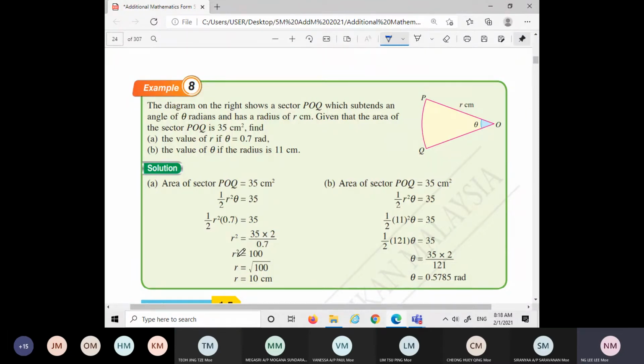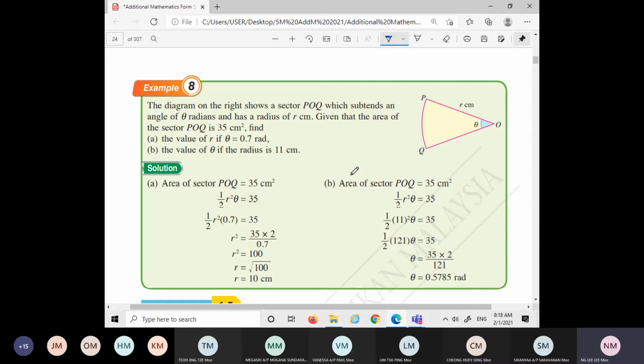Remember, this is r square. So your r is the square root of 100, you get 10. Here you don't have to write the plus minus, because radius is always positive. It's understood, so you don't have to write the plus minus here. No need. Now we go to B.